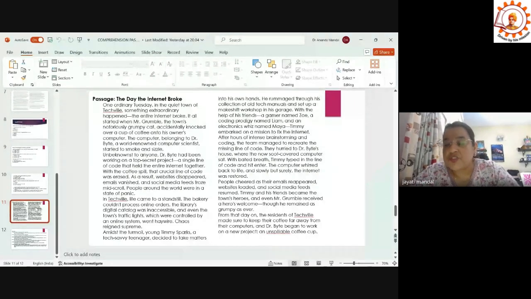With bated breath, Timmy typed in the line of code and hit enter. The computer whirred back to life, and slowly but surely the internet was restored. People cheered as their emails reappeared, websites loaded, and social media feeds resumed. Timmy and his friends became the town's heroes, and even Mr. Grumble received a hero's welcome, though he remained as grumpy as ever.